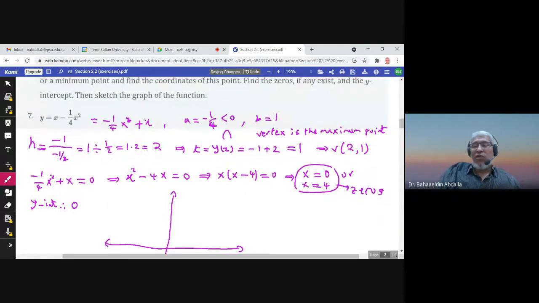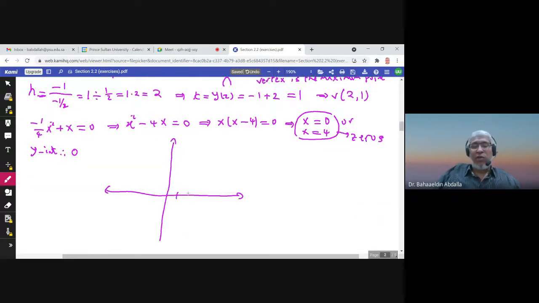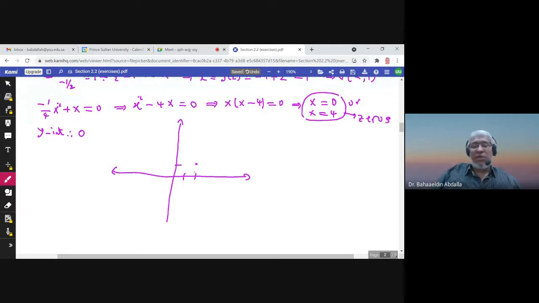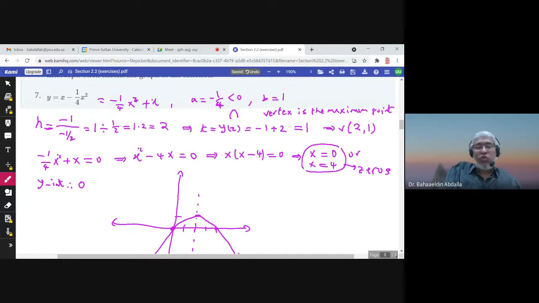The coordinates of the vertex, 2 and 1. It opens where? Downwards. What are the x-intercepts? 0 and 4. So this is the graph of this parabola. This is the vertex. These are the x-intercepts. This is the y-intercept. Even if he asks about the equation of the axis of symmetry, it is x equals 2.